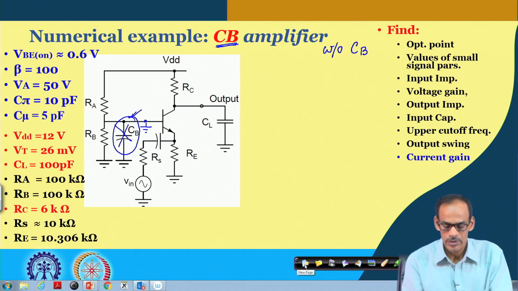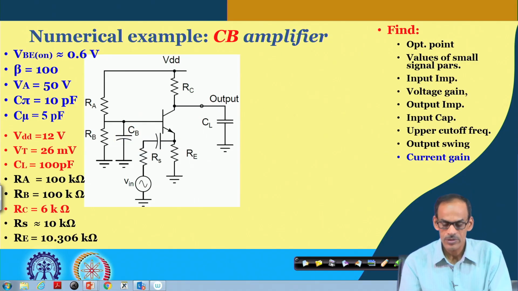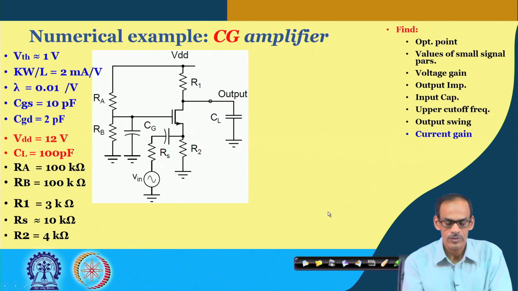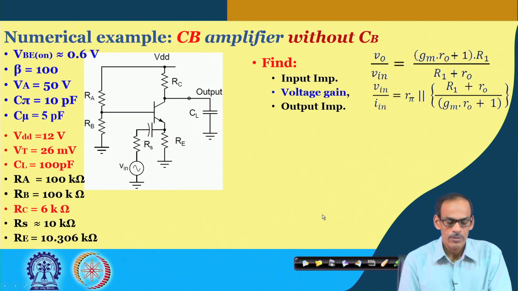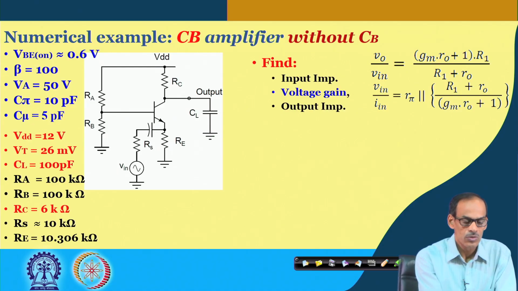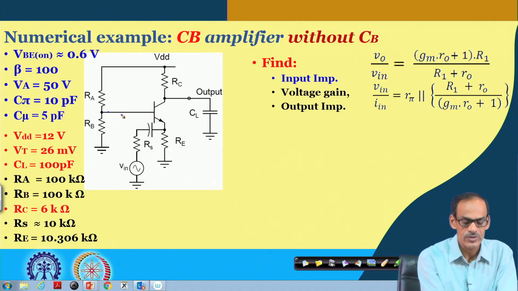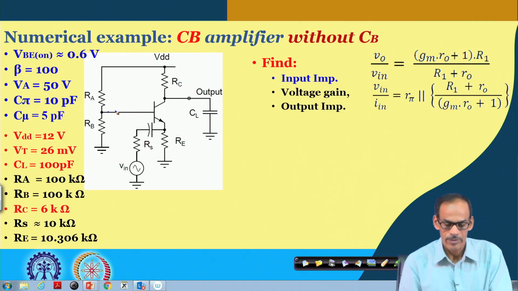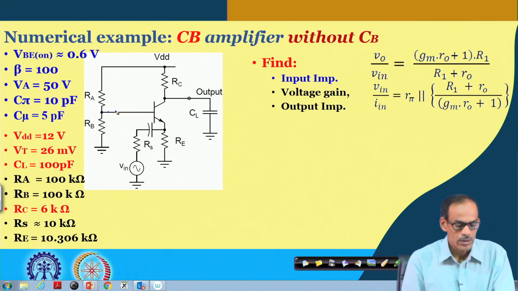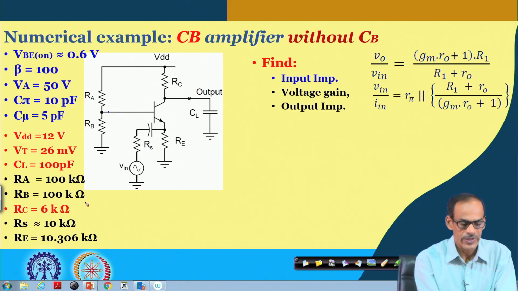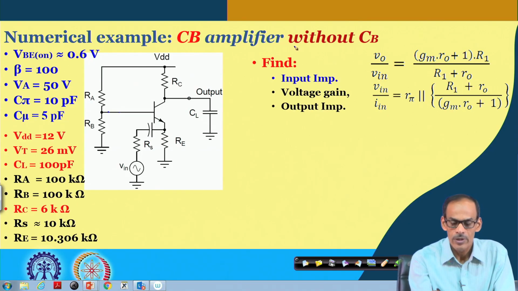So, in our next numerical example, that is what we are going to do, and we will see what performance degradations happen due to eliminating this capacitor. You can see that at the base node we do not have any capacitor, and the rest of the things are very similar to the numerical example we discussed before.